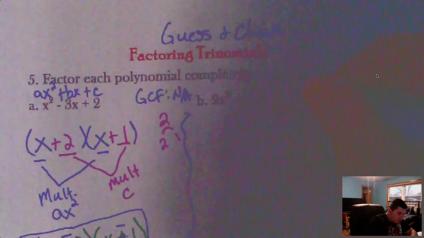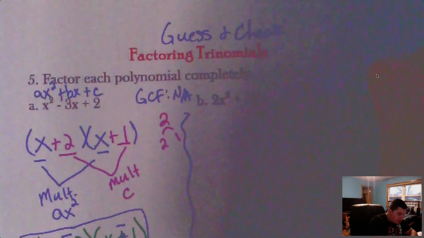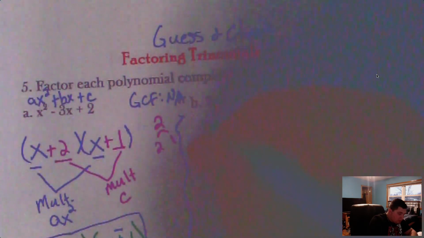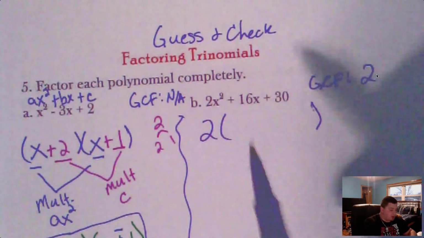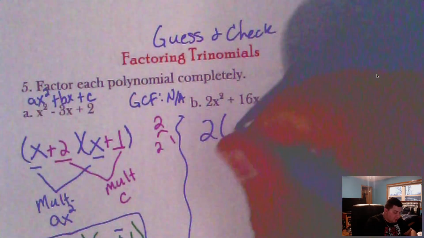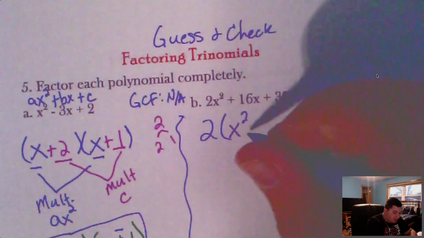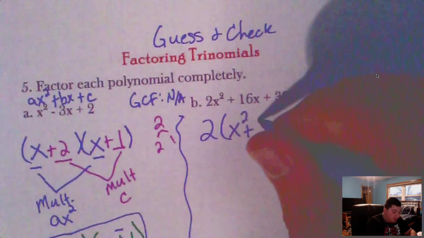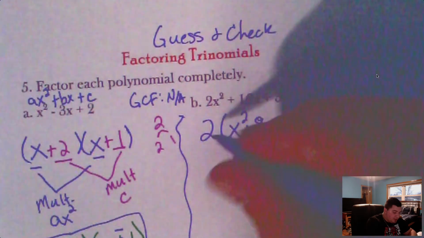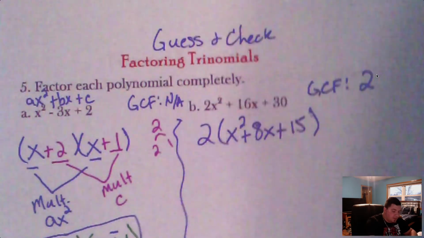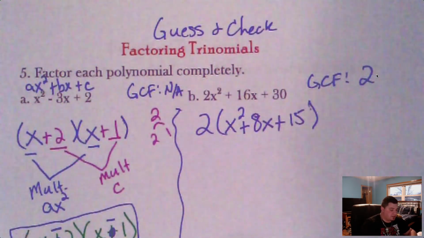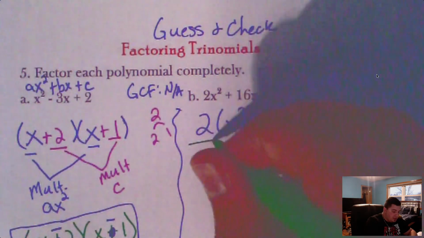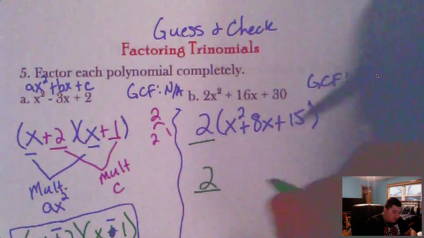GCF. In this case, it does have a GCF. It is 2. So we're going to factor that out first, just like we did above. I'm not going to write all the little steps in here. 2 divided by 2 is just going to give us the x squared. 16 divided by 2 is 8x. 30 divided by 2 is 15. Now, unlike above, we didn't have guess and check yet, so we didn't do it. This slot stays the same, so that's going to be the 2.